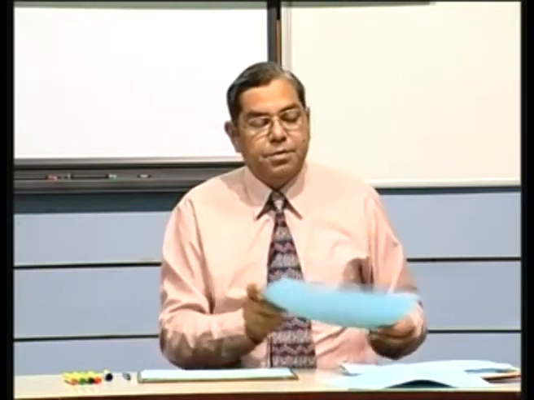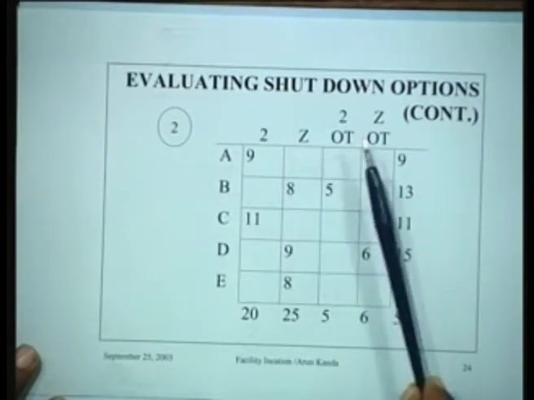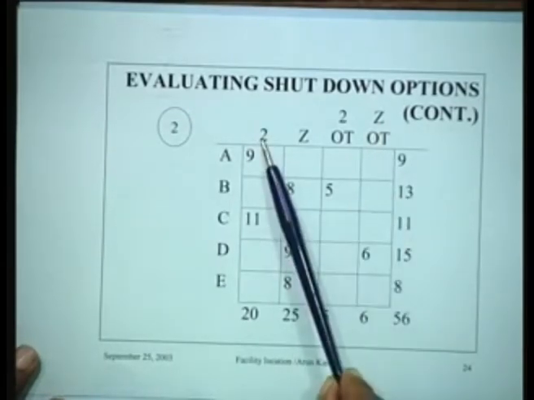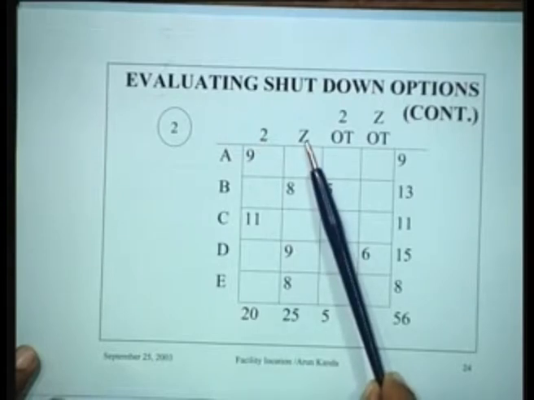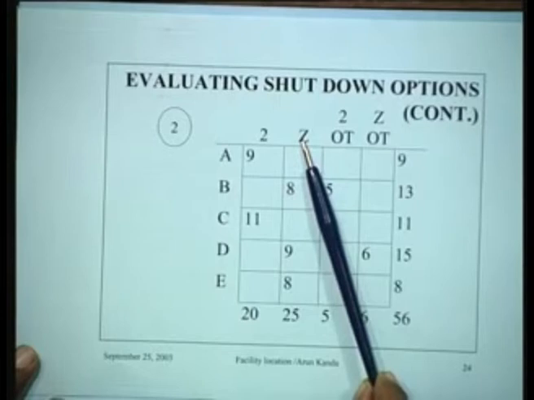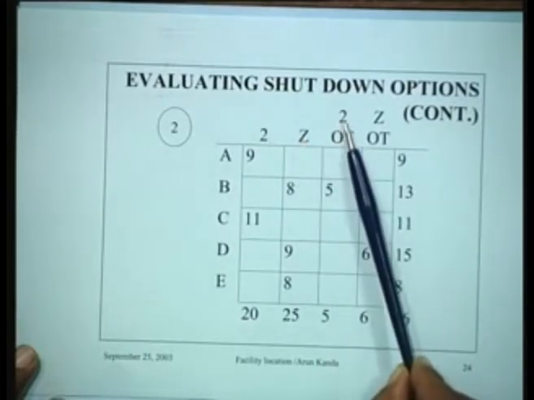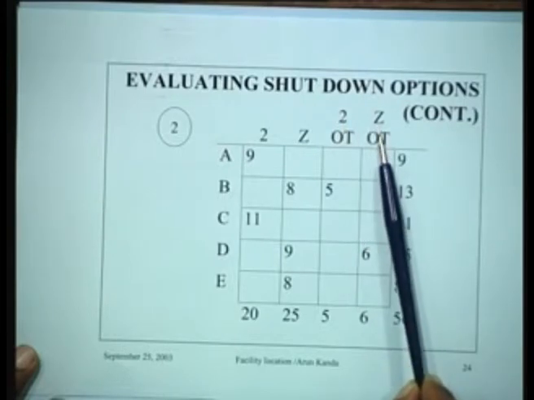Now take the second option. What is the second option? The second option was we shut down plant 1. So if we shut down plant 1, what happens? Only plant 2 and plant 3 are available, 1 is not available. However, you have the possibility of using overtime on 2 and overtime on 3.